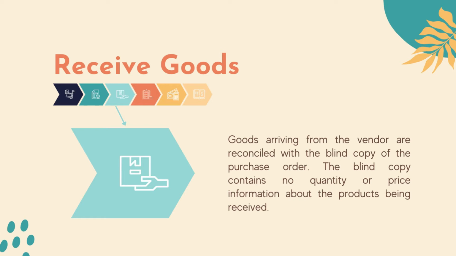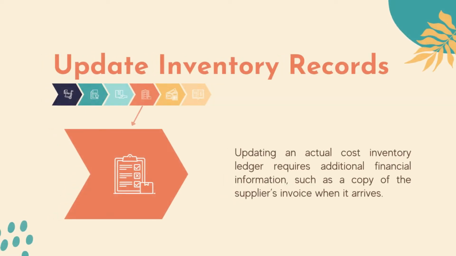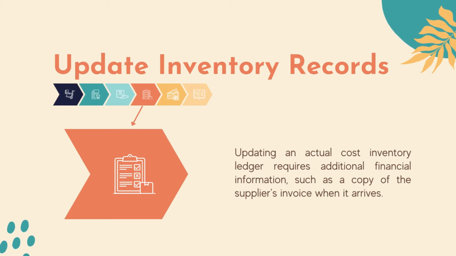Upon completion of the physical count and inspection, the receiving clerk prepares a receiving report stating the quantity and condition of the inventories. After which, we update inventory records. Depending on the inventory valuation method in place, the inventory control procedures may vary somewhat among firms.